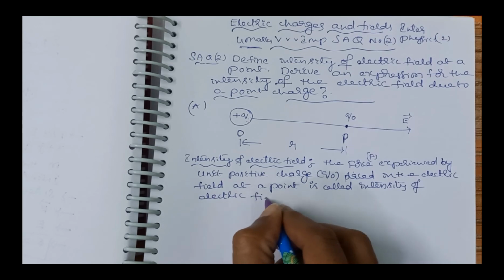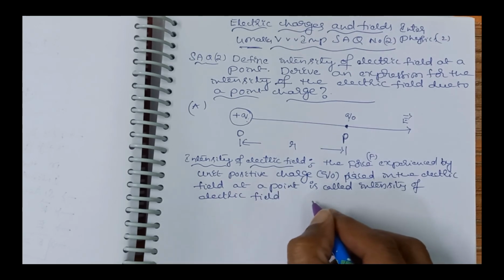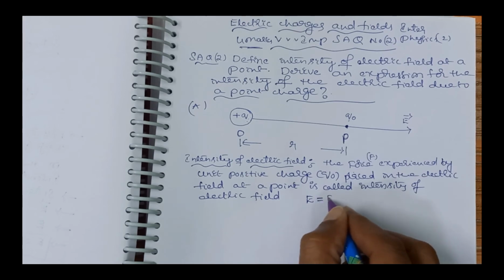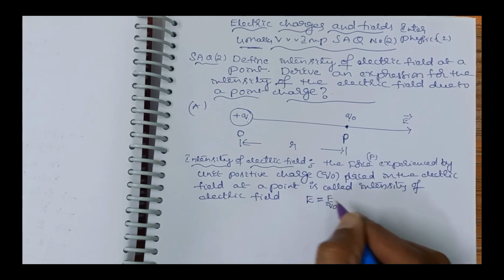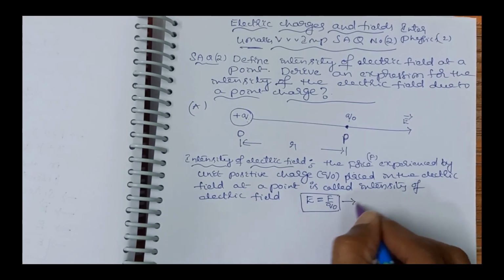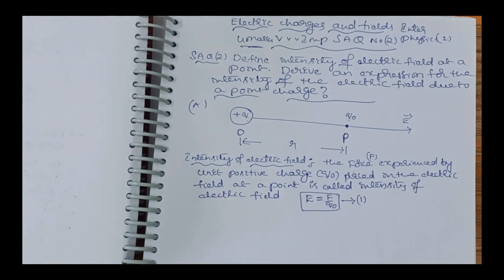So it is also called strength of the electric field. It is a vector quantity, and it is denoted by the letter E bar, but magnitude of this one is denoted by E equal to F by Q0. So it is a formula for intensity of electric field. Consider it is equation 1.